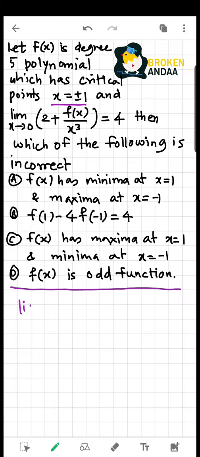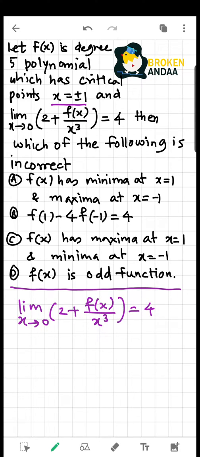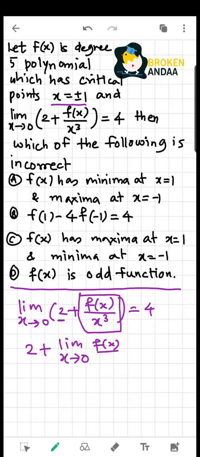So see, limit x tends to 0 of (2 plus f(x)/x cube) is equal to 4. For this limit must exist, right? Because for 2 it's okay. If we apply the limit, it is 2 plus limit x tends to 0 of f(x)/x cube is equal to 4, because if I apply the limit, it will get separated along the plus, and the limit of 2 exists. So this limit must exist, and it is equal to 2.